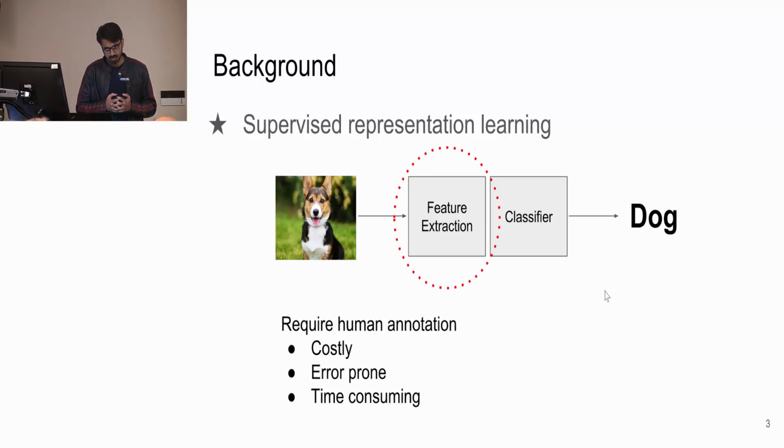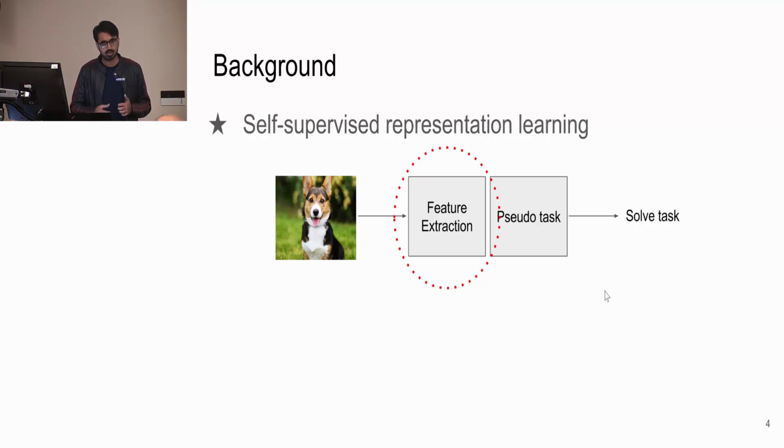This supervised learning has its problems because it requires human annotation. The process of collecting human annotations is costly, error-prone, and time-consuming, so we want to avoid that. So the alternative is self-supervised learning.